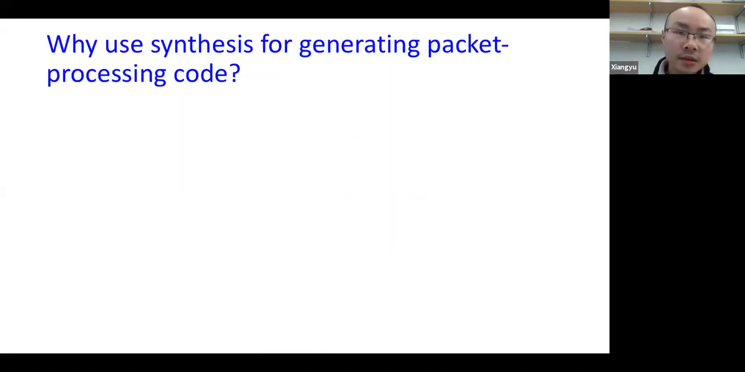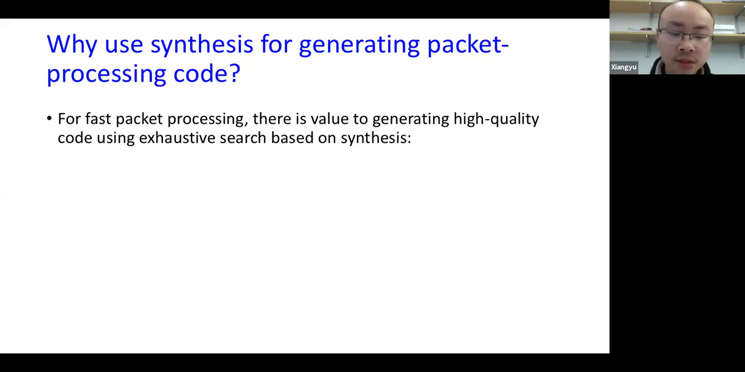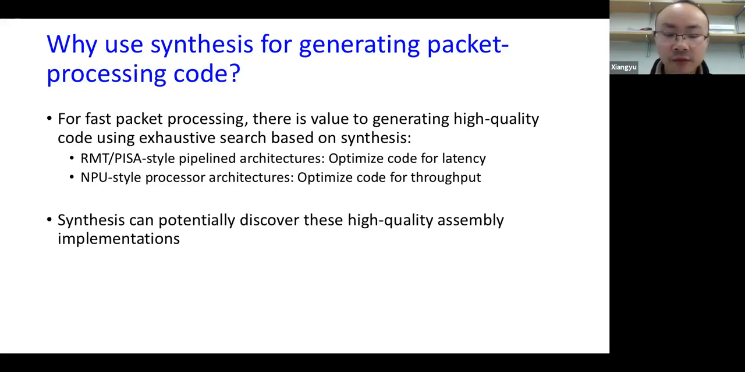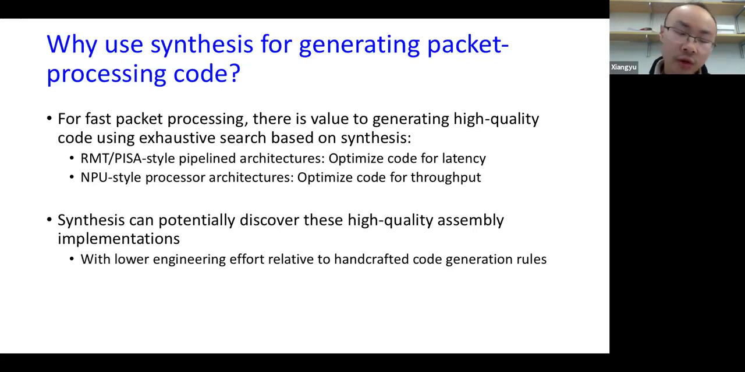So let's see why synthesis will be a suitable tool for code generation in the context of packet processing. First, for fast packet processing code, there's always a lot of value in finding high quality code using the exhaustive search algorithm used by program synthesis. Now, what do we mean by high quality? Here are some example metrics that we could use to define the quality of the generated code. For RMT and PISA style pipeline architectures, it could be the latency consumed by packets as they go through the pipeline. For NPU-style processor architectures, it could be the throughput that can be achieved by certain packet processing programs. In such cases, we believe that synthesizers might be able to discover high-quality assembly implementations of packet processing programs with significantly lower engineering effort relative to handcrafted compiler rules for translating programs into machine code.